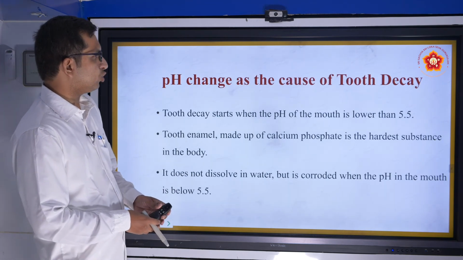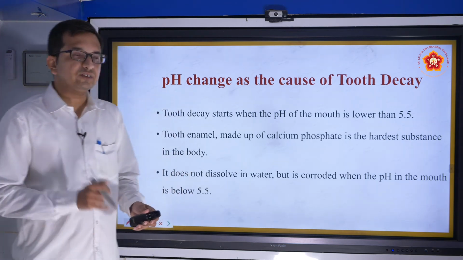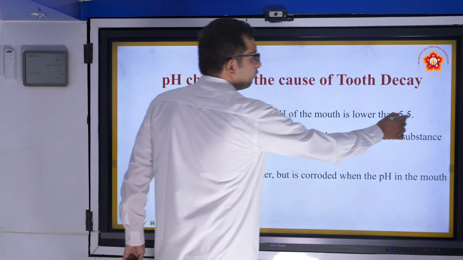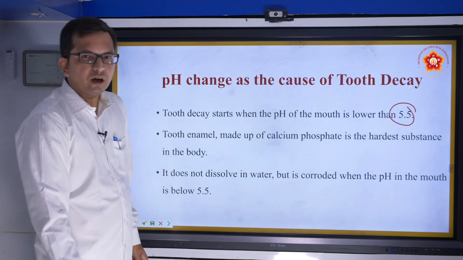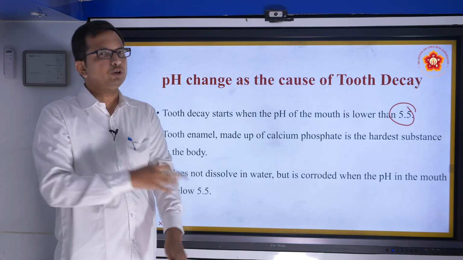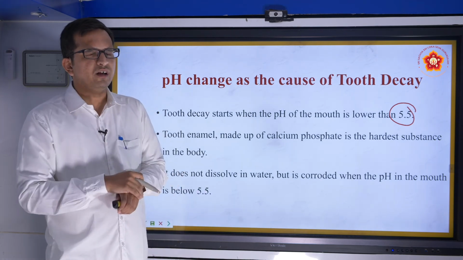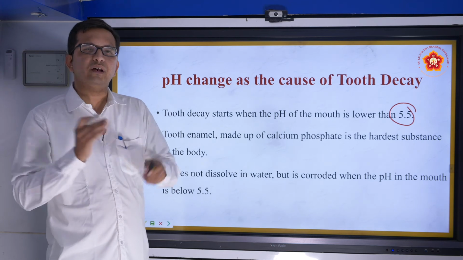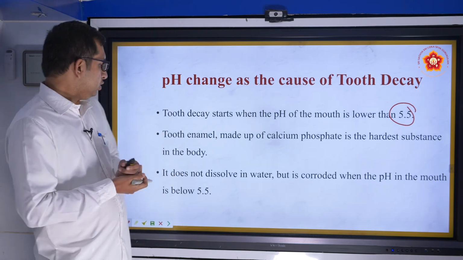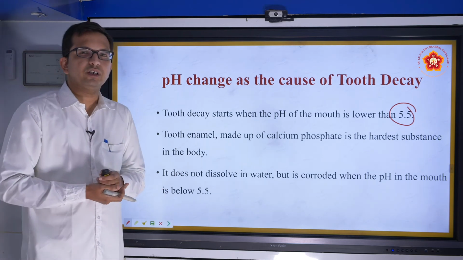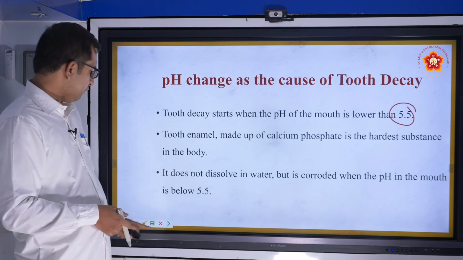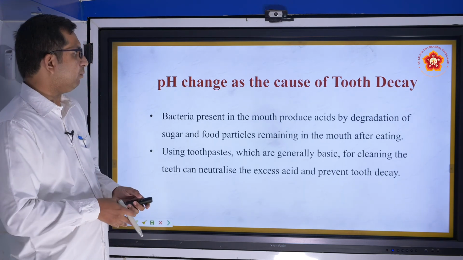Then pH change as a cause of tooth decay. Tooth decay generally happens whenever our mouth has a pH lower than 5.5. In fact, the tooth enamel is the hardest substance in our body, not the bones. But even that gets corroded whenever there is a variation of pH value that we see. So this is important because it will not dissolve in water. Generally that corrosion happens whenever there is a variation of pH value that we come across.